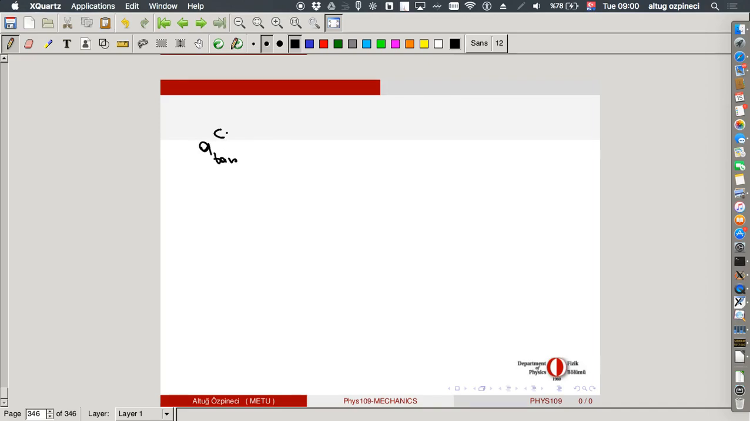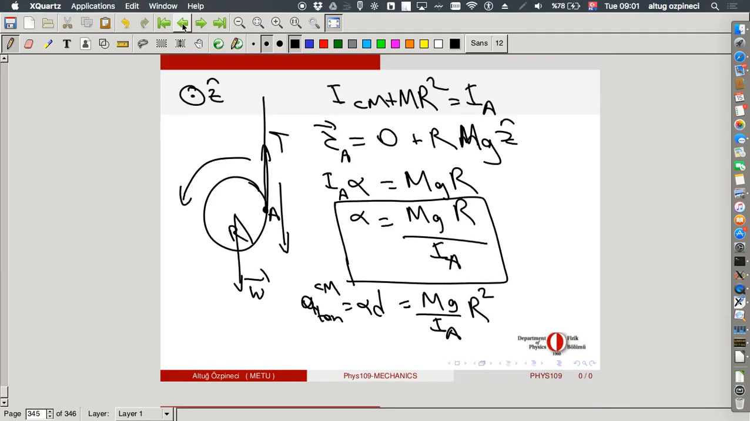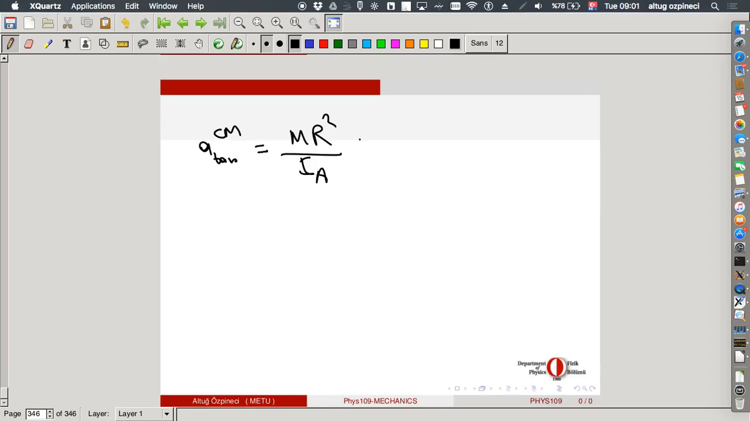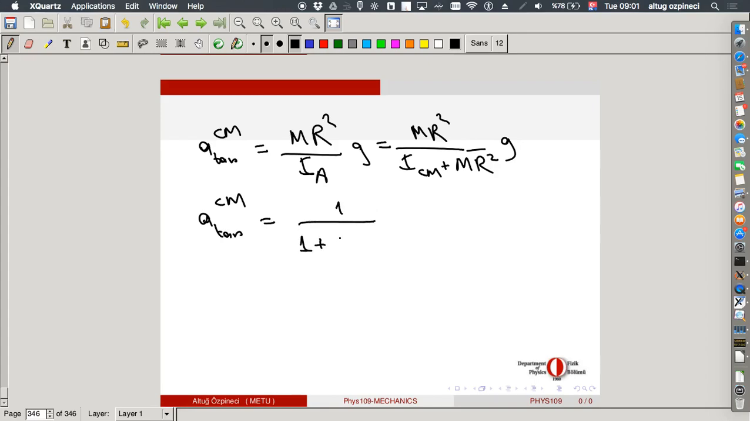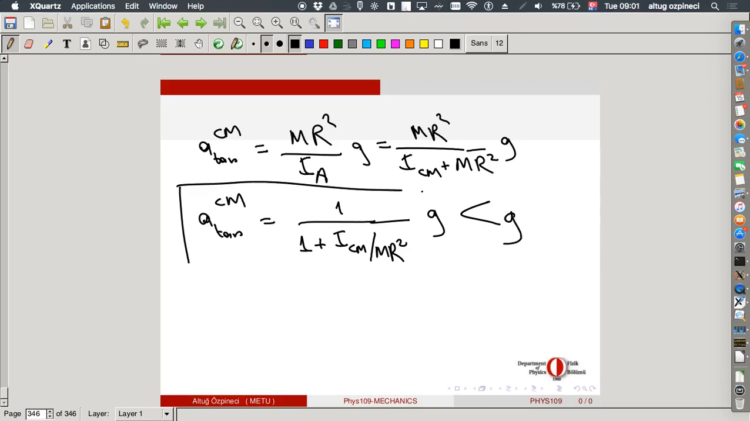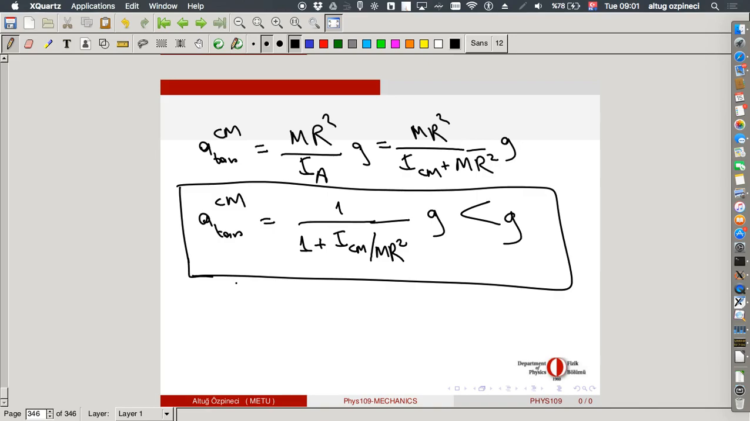So the tangential acceleration of the center of mass is equal to mr squared divided by the moment of inertia around A times g, or mr squared over the moment of inertia around the center of mass plus m times r squared, times g. The acceleration of the center of mass is equal to 1 over 1 plus I center of mass over mr squared times g, which is always less than g. So now we know the acceleration of the center of mass.